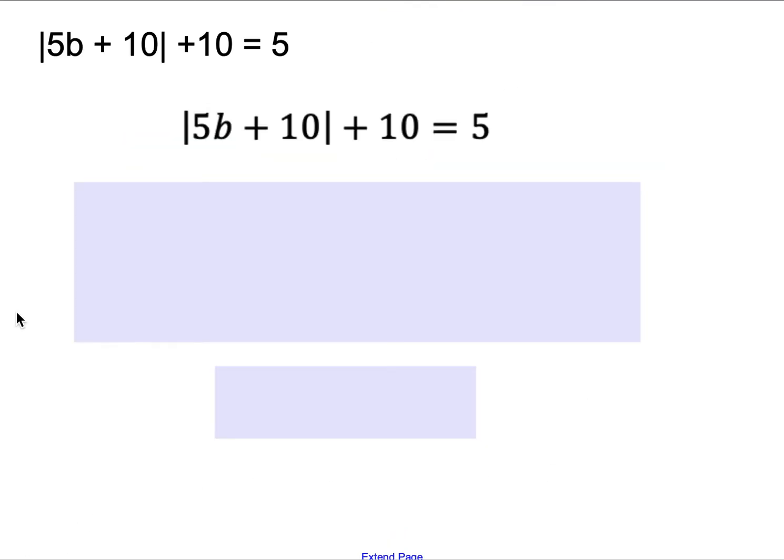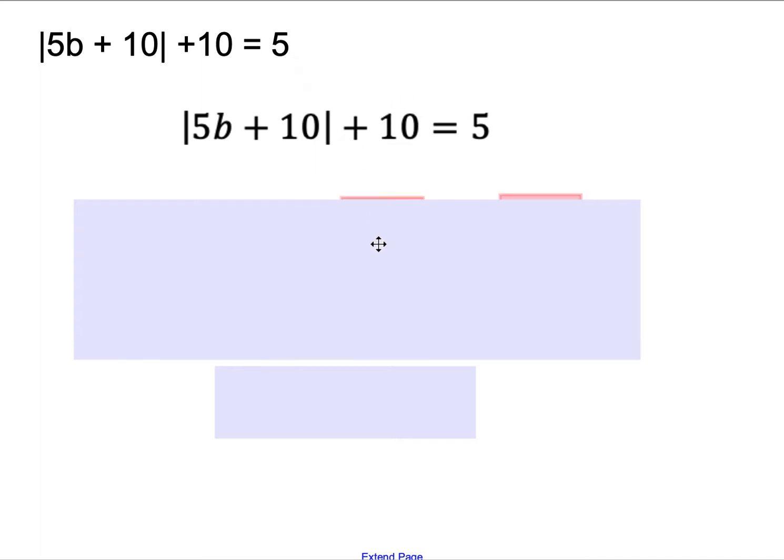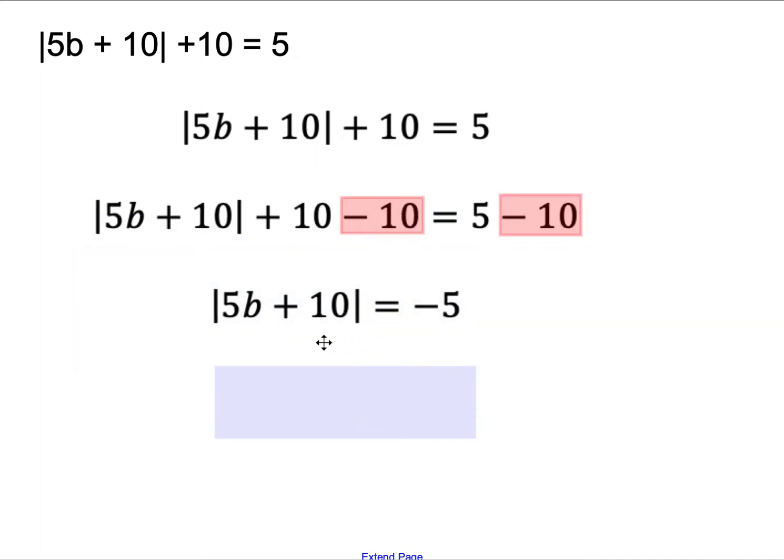Okay, here's another example. Absolute value 5b plus 10 equals 5. We're going to need to get rid of that 10 first, so we need to subtract 10 from both sides. 10 minus 10 is 0, so that's gone. 5 minus 10 is -5. Now at this point, because it equals a negative number, it is not possible for you to get a solution. Absolute values cannot equal negatives, so once you get to that point, you would say no solution. You don't have to finish it all the way.